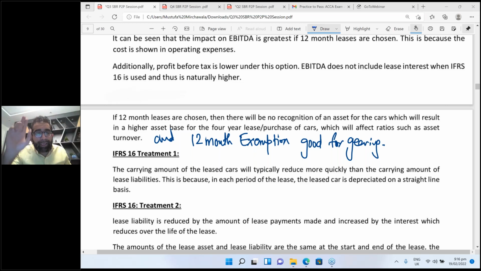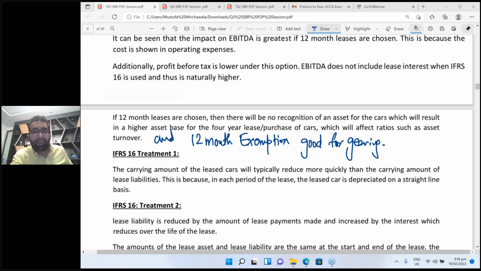In option number 1 and 2, you will have a higher amount of assets, because in option number 1 and 2 you were recognizing assets. So definitely it will impact your asset turnover adversely. I just taught you, remember I taught you this.